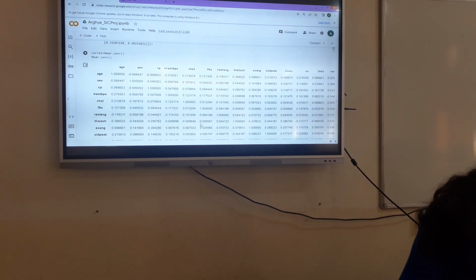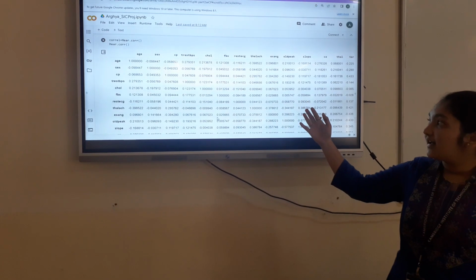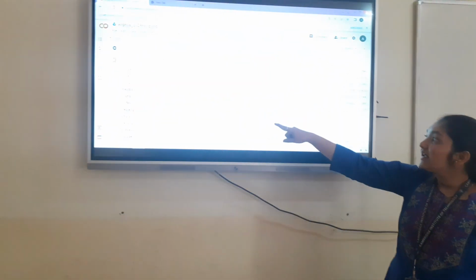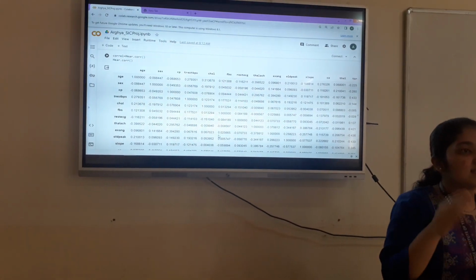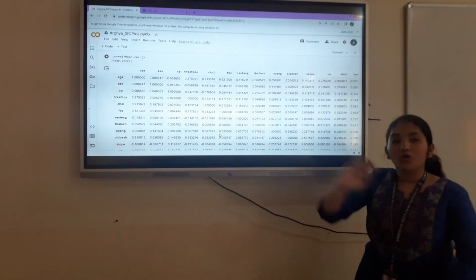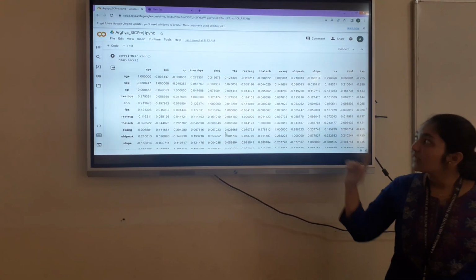And now I have found the correlation matrix. The diagonal will obviously have one only because it is going to be the same. With negative correlation, if one value increases, the other value will decrease, and if you have positive correlation, it means that both the values will increase or decrease together, simultaneously.